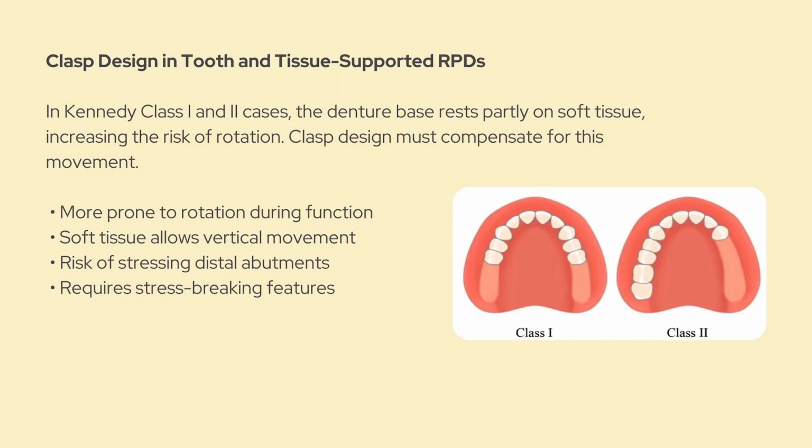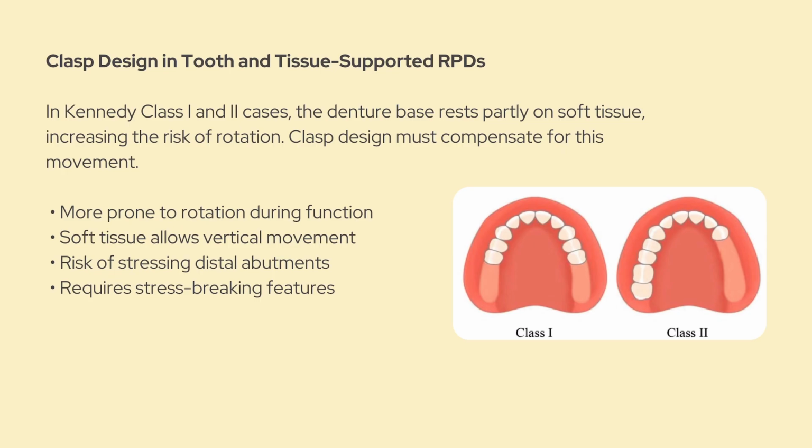When we're dealing with tooth and tissue supported removable partial dentures, so we're talking about Kennedy class 1 and 2 cases, the clasp selection becomes a little trickier. The main challenge is that these designs are more prone to rotation during function. That's because the denture base doesn't rest fully on teeth. It sits partly on soft tissue, and that allows some vertical movement. So if we're not careful, this rotation can place stress on the abutment teeth, especially the most posterior ones.